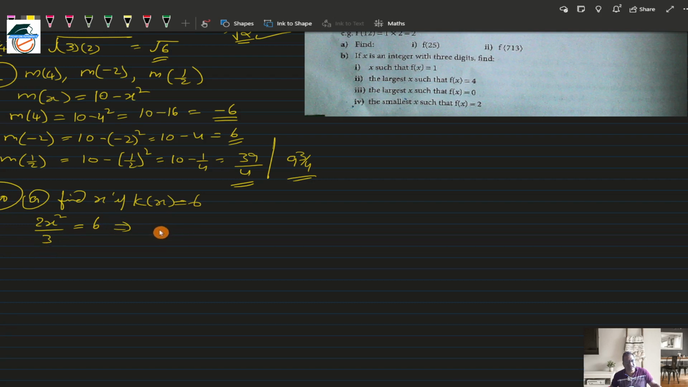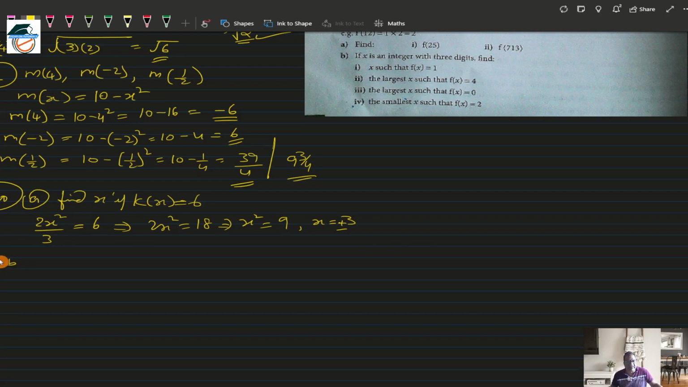So it will be 2x square equal to 6 threes are 18. This will give you x square equal to 18 upon 2, which is 9. So this will give you x equal to 3. Am I right? Yeah. So x will be equal to 3, or rather plus or minus 3, because it is the square root of 9. So it will be plus or minus 3. Okay.